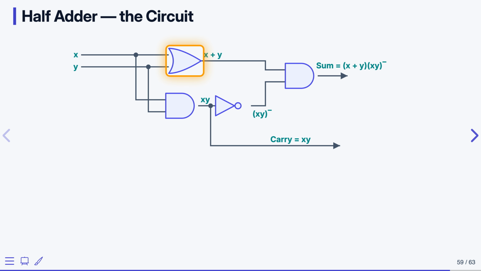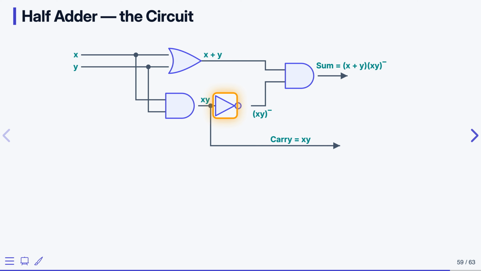And now those 2 formulas as hardware. The inputs x and y each split into 2. The upper pair goes into an OR gate, whose wire carries x plus y. The lower pair goes into an AND gate, whose wire carries xy. That wire splits 2. One branch runs straight out at the bottom, and it is the carry.